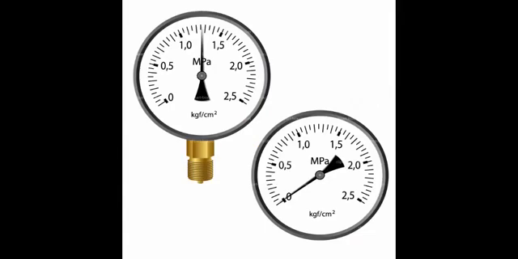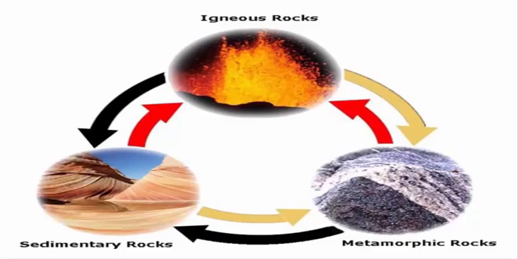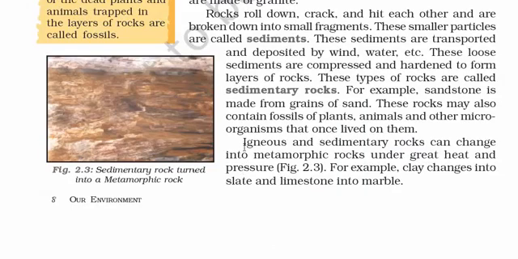Oh, by the way, by existing rocks, I mean igneous and sedimentary. So the rock first becomes igneous or sedimentary, and the metamorphic rock is nothing but the changes that occur on these existing rocks. So that is the entire meaning of it. So in a nutshell, igneous and sedimentary rocks can change into metamorphic rocks under great heat and pressure. For example, clay changes into slate and limestone into marble.